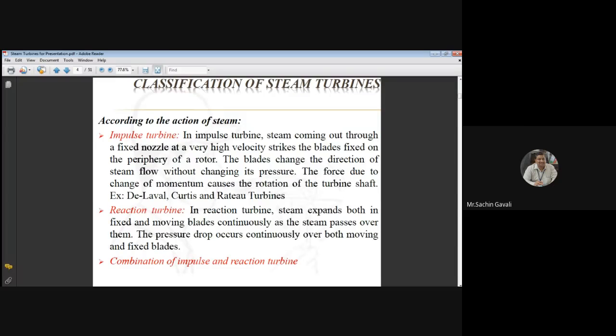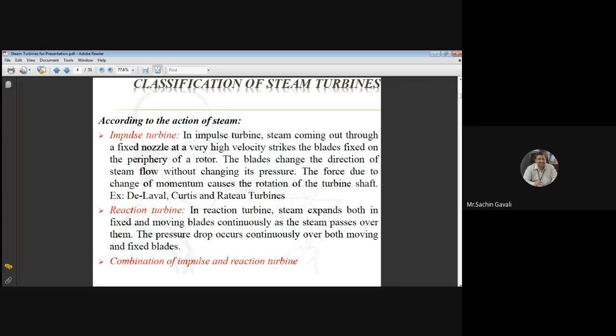So classification of steam turbines, we have discussed. Impulse turbine is there. Another type of turbine is reaction turbine. In the impulse turbine, we know that the steam expands only in the fixed nozzle, and afterwards the pressure of steam in the turbine remains constant. That type of turbine we call an impulse turbine. Another type is the reaction turbine, in which the steam expands both in fixed blades or fixed nozzle as well as moving blades.